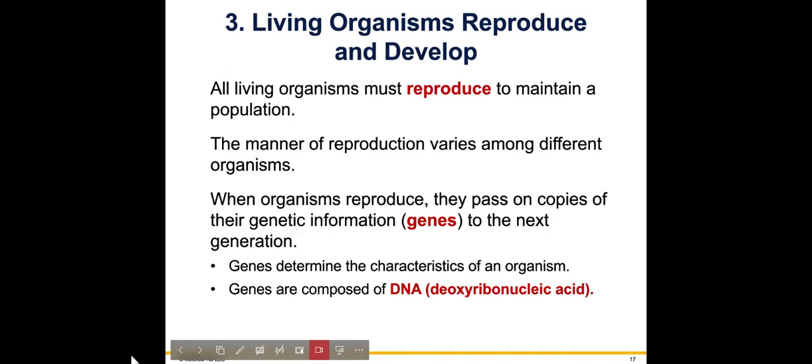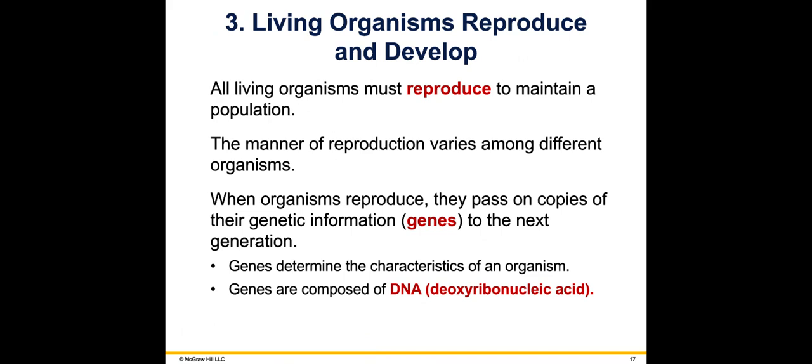Number 3 is that living organisms reproduce and develop. All living things must reproduce to keep their population. The manner of reproduction will vary. There is asexual reproduction where we do not require two individuals to share their genetic material. And then there is sexual reproduction where we must share that genetic material.